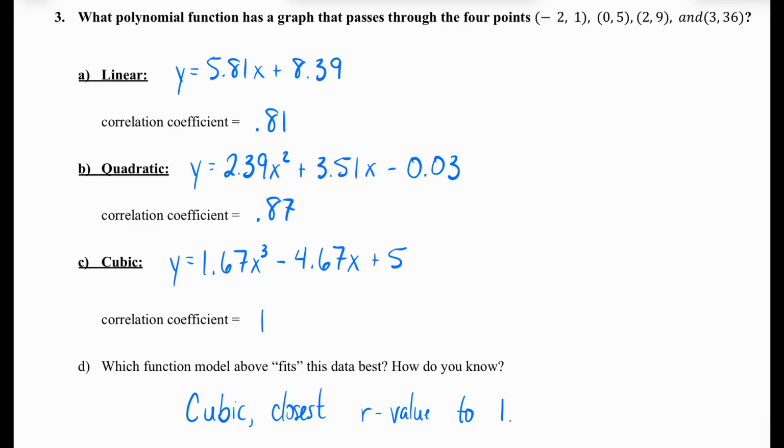So my equation is going to be 1.67 x to the third plus, then I'm not going to have a b value, not going to have an x squared because that's going to be a 0. And then my c value would be -4.67 x plus 5. And that correlation coefficient ends up being a 1. And so it's a perfect fit. So it would be a cubic, which fits the data best because it has the closest R value to 1, or correlation coefficient to 1.